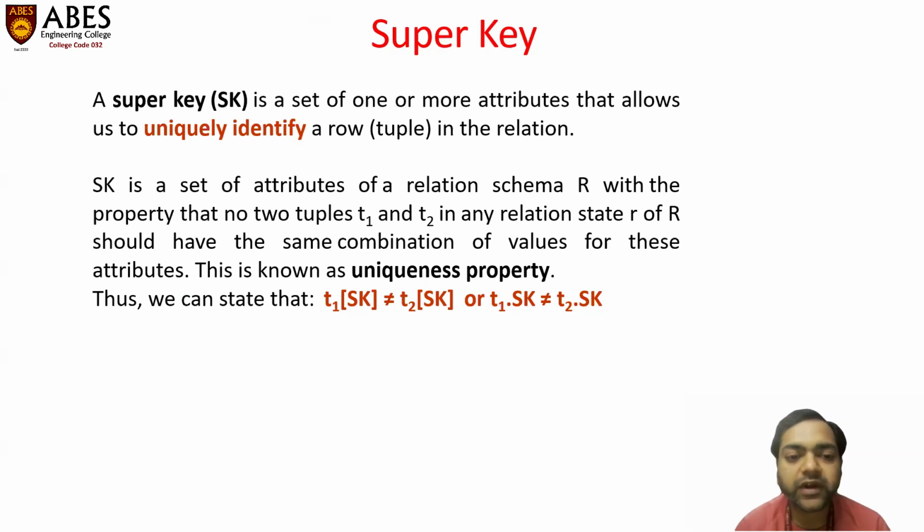It is a set of attributes of a relation schema R with the property that no two tuples T1 and T2 in a relation state should have the same combination of values. What does it mean? It means that every tuple or every row of a relation must be different. No two tuples or rows of our relation must be the same. This is known as the uniqueness property. We'll discuss it with the help of an example.